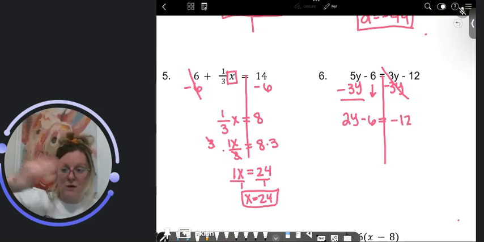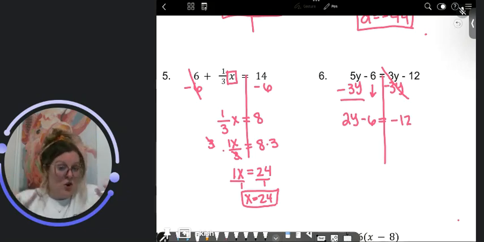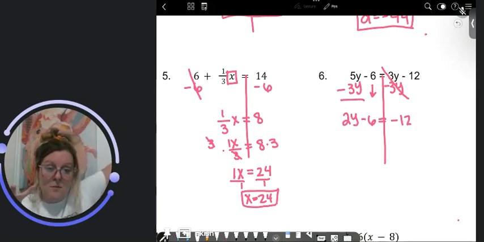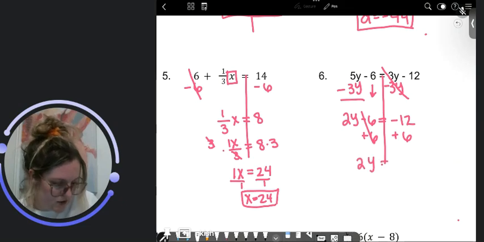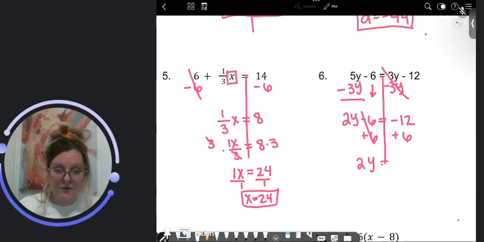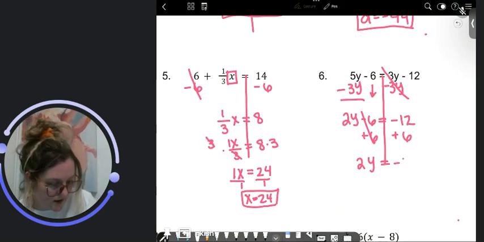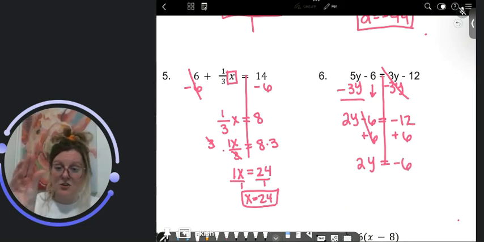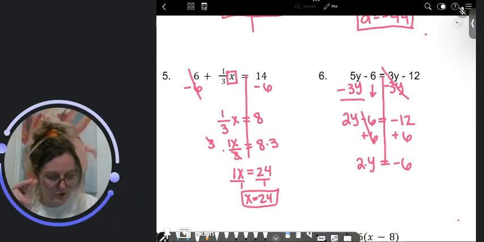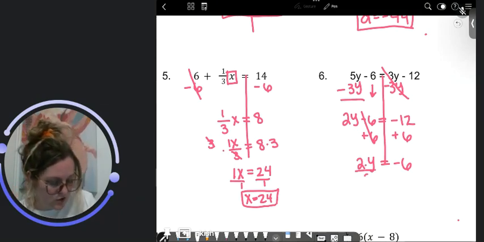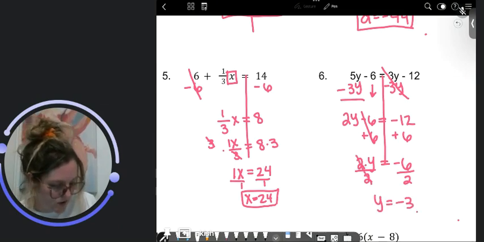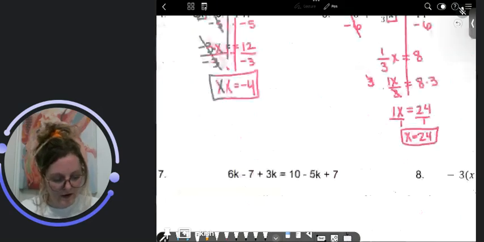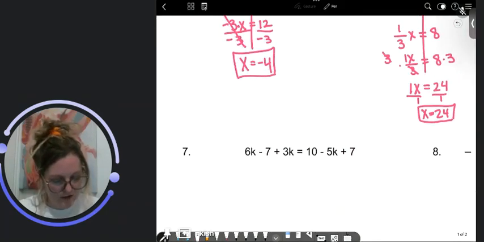Your y's need to go to one side. Then I know how to solve this. I'm going to move the number, the 6, to the other side. It's minus, so I'm going to add. 2y's is equal to, be careful in your calculator, negative 12 plus 6 is a negative 6. And then lastly, 2 times y. If you need to put the multiplication sign there, you can. To undo multiply, we are going to divide. So y is equal to a negative 3. All right, keeping on going here. So on to number 7.